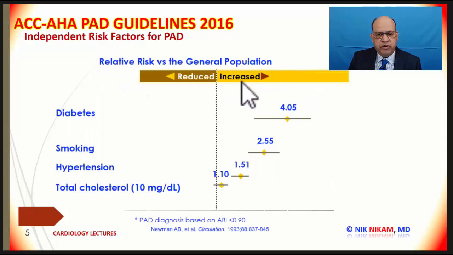Again, looking at it from a different perspective, patients who have diabetes have a four-fold increase in the incidence of peripheral arterial disease. Similarly, the number two risk factor for peripheral arterial disease is smoking. Patients who smoke have 2.5 times the risk of peripheral arterial disease as compared to non-smokers. And as you can see, total cholesterol has very little effect on the incidence of peripheral arterial disease. This underscores the importance of recognizing diabetes and smoking as the major risk factors for peripheral arterial disease, and those with evidence of peripheral arterial disease should be strongly advised against smoking, and very strict control of diabetes mellitus becomes the hallmark of managing patients with peripheral arterial disease.